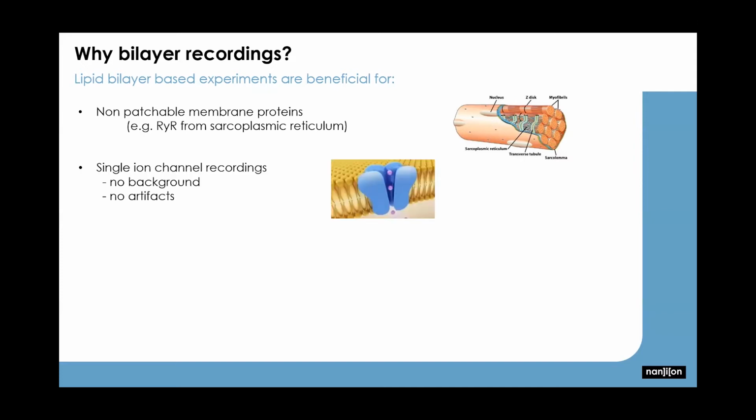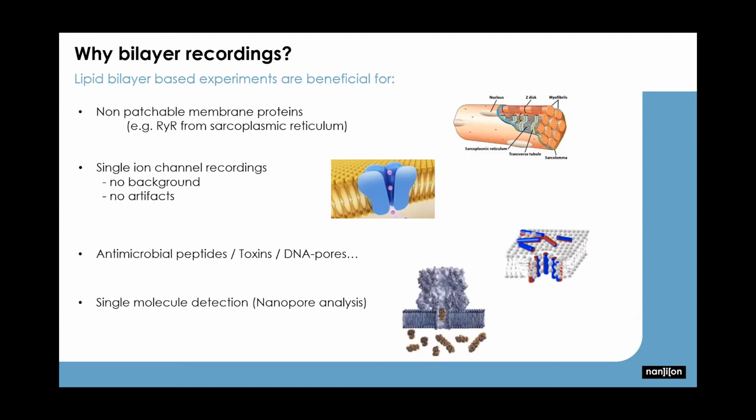Also, you can purify your, for example, ion channel of choice and integrate only this ion channel inside a pre-built artificial membrane. So you will not have to deal with backgrounds like in living cells. You will not have to deal with artifacts. And you can also investigate antimicrobial peptides, toxins, DNA pores, or basically anything that will form a pore inside a lipid bilayer. And if you already have a pore, you could send something through and do nanopore analysis, as we will see later on in the example traces I will show.